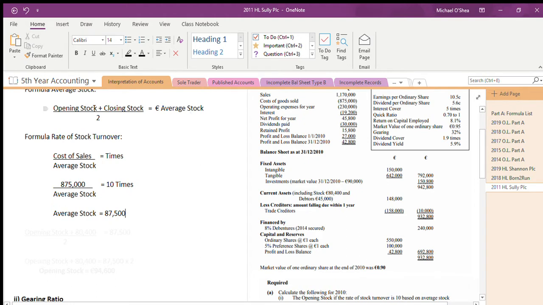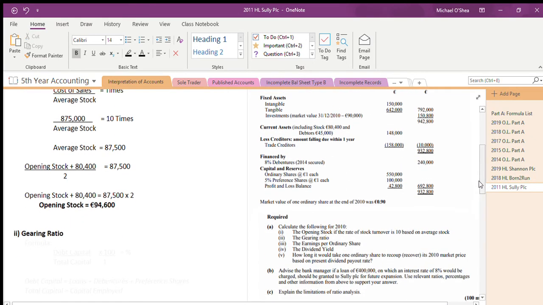Now what do I need to do? Well, I need to find opening stock. I have closing stock, and I can divide it by 2. Answer equal to 87,500. So opening stock plus closing stock divided by 2 is equal to 87,500, and therefore my opening stock is equal to 94,600. That's just that written out for the next step. Opening stock is 94,600, and that's what I was asked to find, the opening stock.